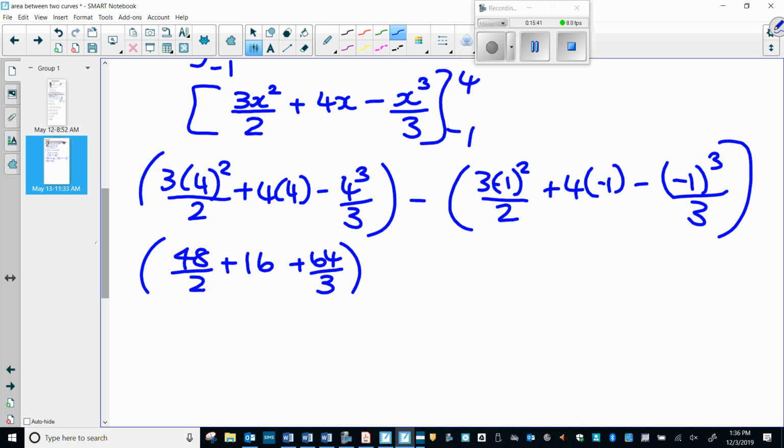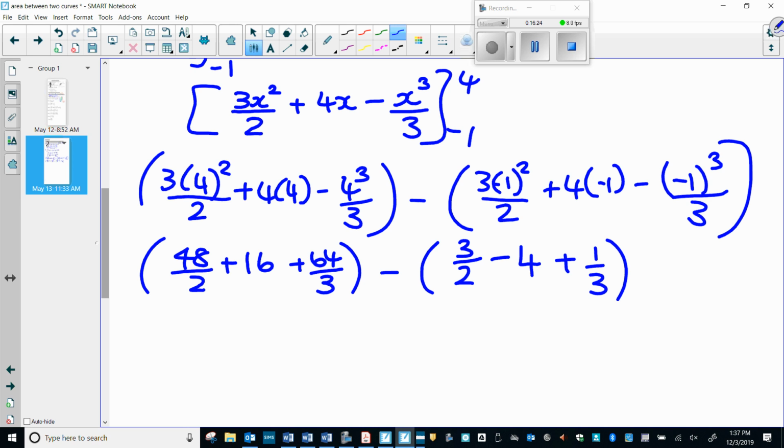I'm only pursuing this because this could be on a non-calculator paper, so we need to make sure we can do this. So what's negative 1 squared? 1, times 3. So we've got 3 over 2, and then 4 times negative 1, so that's minus 4. And then negative 1 cubed, so that's minus 1 over 3. But we're taking away that, so we're going to add 1 first. Because it was a negative, it becomes a positive.